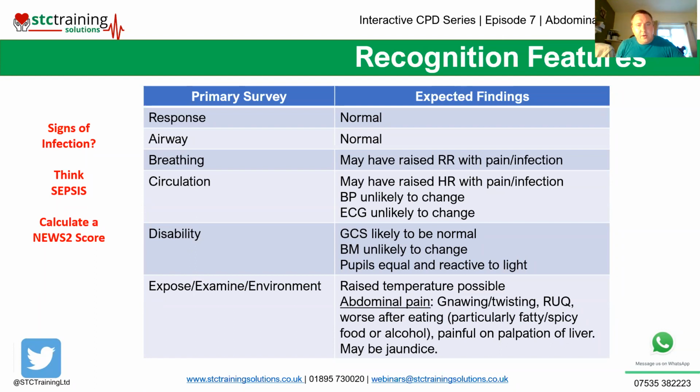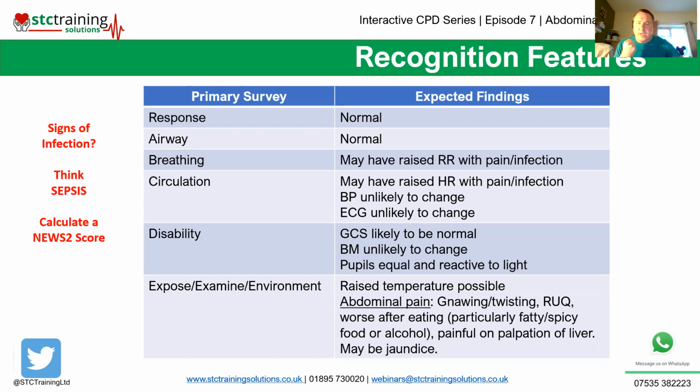Good. So again, things are unlikely to change. You're going to get your Murphy's sign possibly, and a normal ECG is obviously pushing you down the lines of gallstones. But again, a normal ECG doesn't rule out acute coronary syndrome, so do just bear that in mind. These patients can present quite similarly.